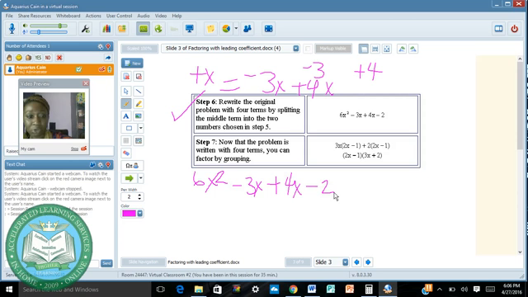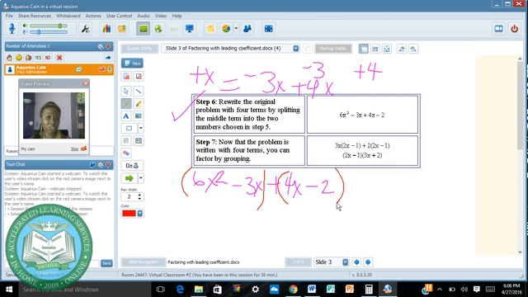And what I'm going to do is I'm going to use a different color. I'm going to group them. The first two terms I'm going to put in parentheses and group them. The last two terms I'm going to put in parentheses and group them. And now I'm going to factor each part.